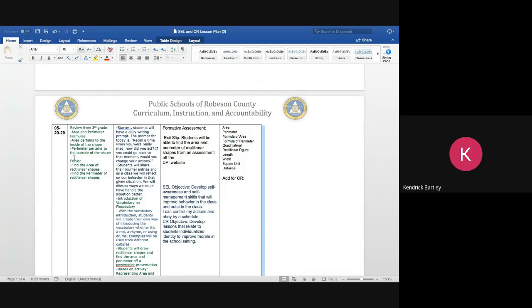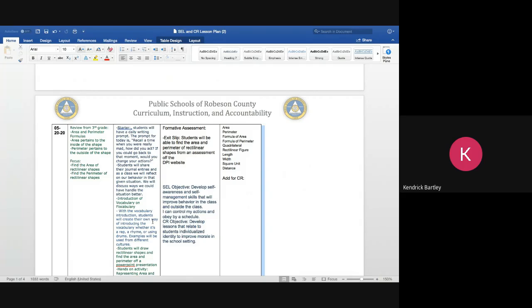Going back to the standard here, students will share their journal entries, which they did, and the introduction of vocabulary. You have to know the vocabulary for any lesson. With the vocabulary introduction, students will create their own way of introducing the vocabulary, whether it's a rap, rhyme, or using drums.